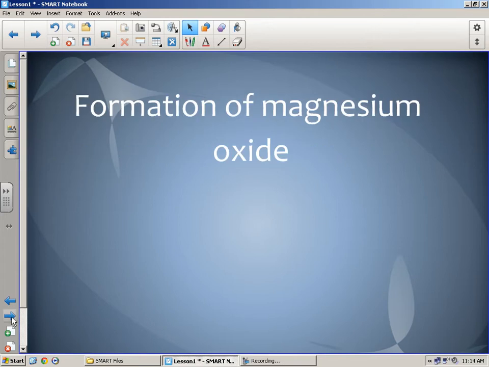Let's take a look at the formation of magnesium oxide. I want you guys to write that down, first of all. Formation of magnesium oxide. Then I want you guys to come up with the equation. I don't need you to balance it, just the equation for the formation of magnesium oxide. If you want to make magnesium oxide, how do you form magnesium oxide?